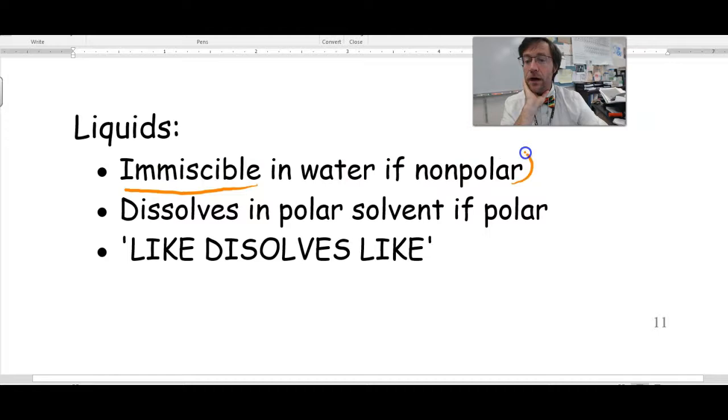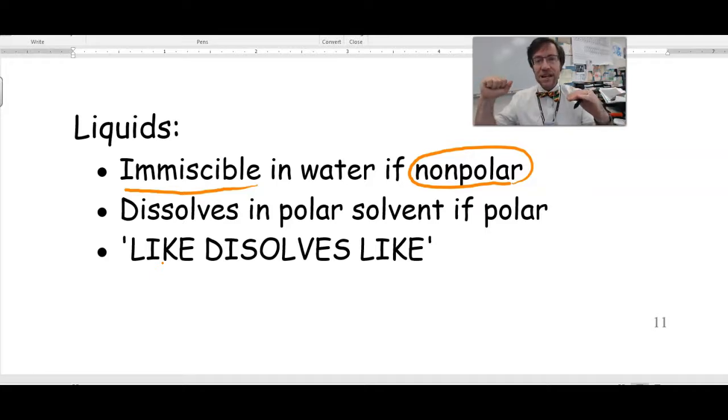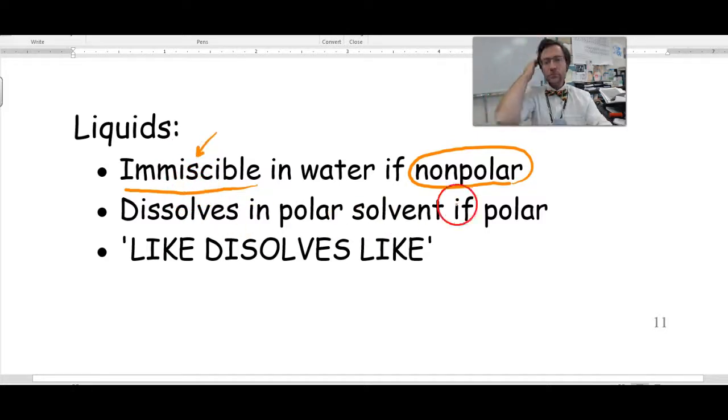Only if non-polar. So the thing is, water is intensely polar. Water has a very, very strong positive end and a very, very strong negative end. So water itself is very, very polar. However, molecular substances are immiscible. In other words, does not dissolve. That's what that word means. It means does not dissolve if they are nonpolar. So that goes for things like oil.